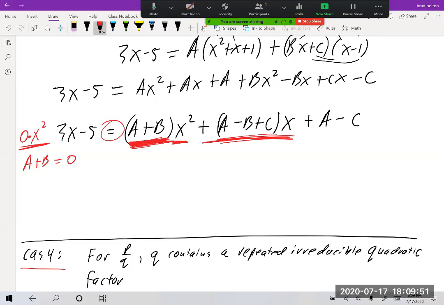Okay, so this is the x term over here. This is the x term over here. Well, this is plus 3x, and this is a minus b plus c times x. So that a minus b plus c has to equal 3. So I'm going to write a minus b plus c has to equal 3. Now we come over here to the a minus c term, and we come over here to the minus 5. And we say a minus c has to be negative 5.